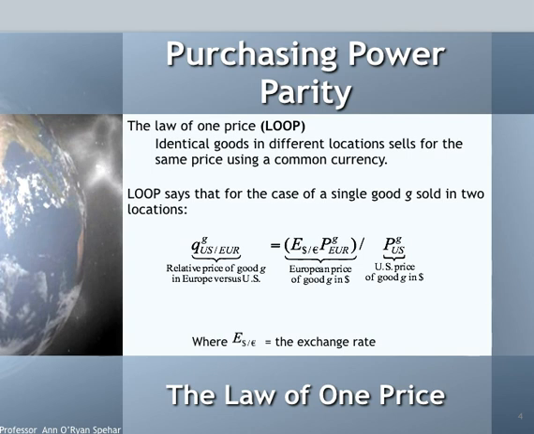Because we would expect that once you translate the good that's being sold in Europe and you translate it into dollars, if the law of one price holds, I would expect it to be exactly the same as the price of the good that's being sold in the United States. So let's let Q equal this relative price, and let's hope that it equals 1. So how do we translate it? Well, let's take a close look. We're going to let Q equal, and here what we're going to do is we're going to take the European price of good G and we're going to put it in terms of the United States dollar.